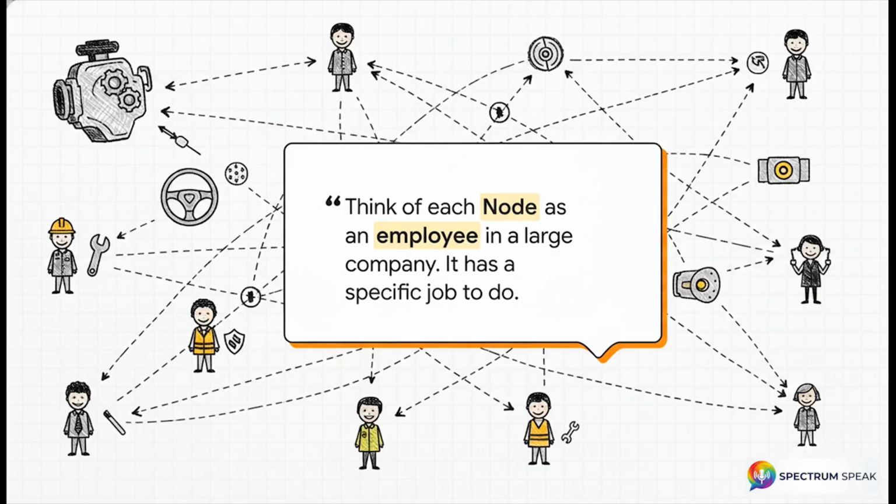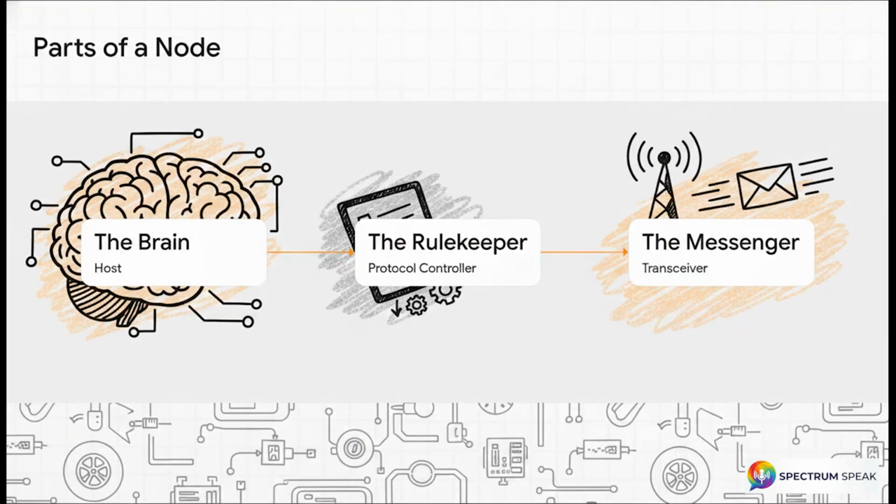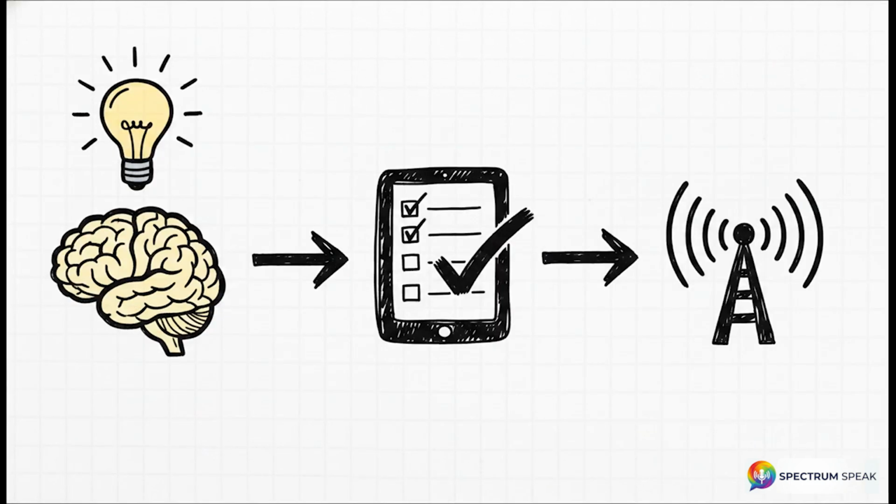But here's the thing. No matter what their job is, every single one of these employees has the same basic internal parts that let them communicate. And inside every one of these employees, every node, you'll find 3 essential parts that let it talk to everyone else: the brain, the rule keeper, and the messenger. Let's map these to the real technical terms. So, the host, that's the brain. It's the main processor doing the thinking, deciding, hey, I need to tell everyone the engine speed is 3,000 RPM. Then you have the protocol controller. That's the rule keeper.